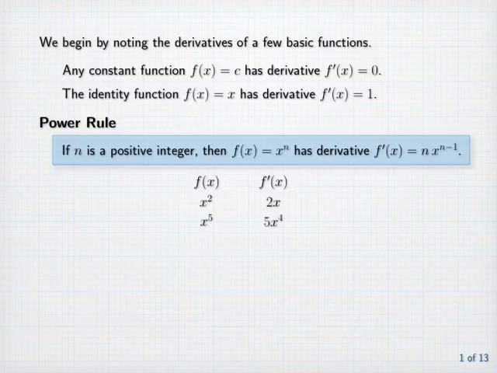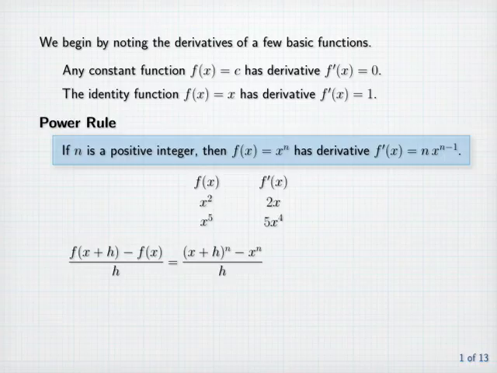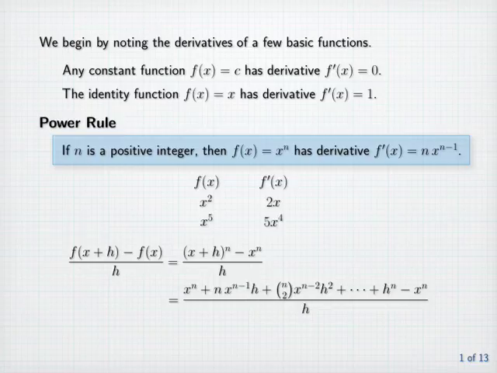Now let's try to see why the power rule works. The difference quotient for x to the nth power is x plus h to the n minus x to the n divided by h. We can expand the first term here using the binomial theorem, obtaining x to the nth power plus remaining terms, each of which has at least one factor of h. Notice we have x to the n minus x to the n, so all the remaining terms in the numerator involve at least one factor of h.